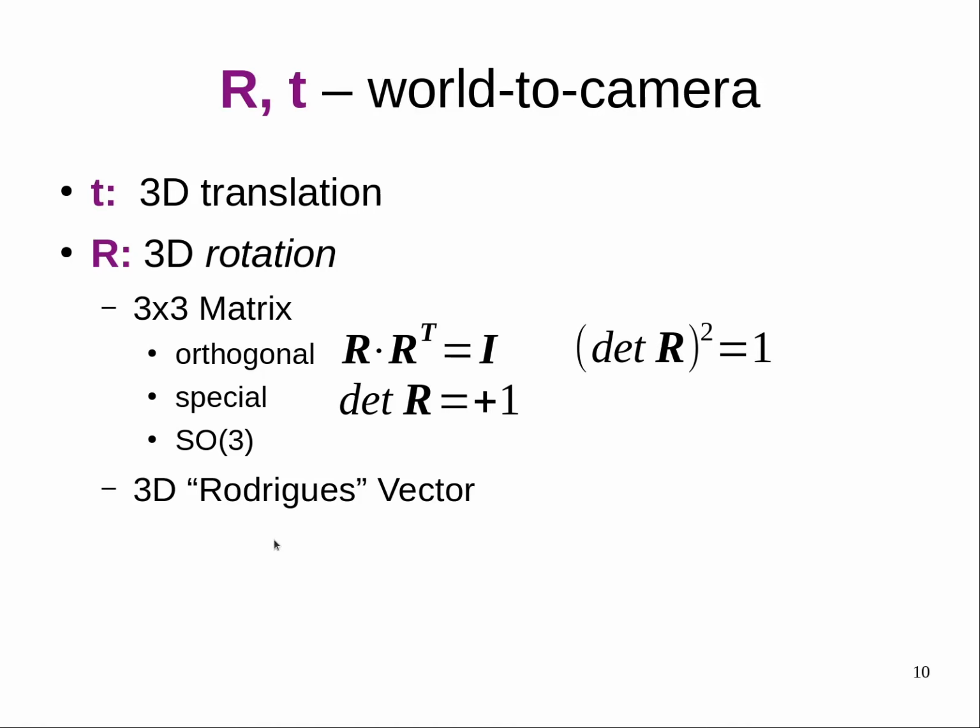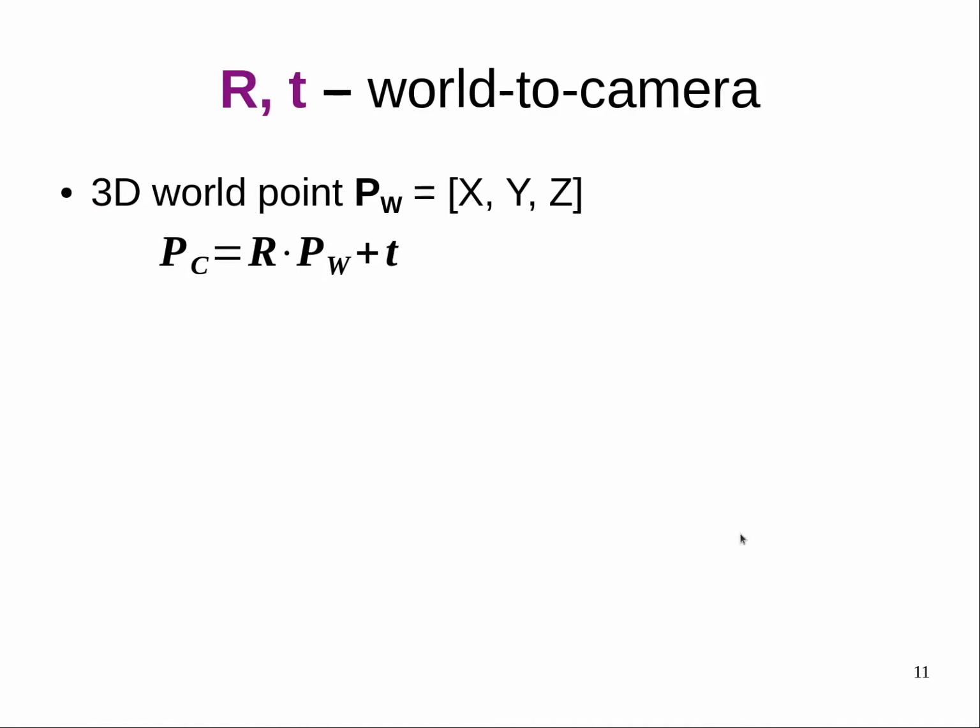Also, if you want to have the derivative of a rotation, use the Rodriguez vector, because with the matrix it's not straightforward, but here it is. Okay, now that we know what a rotation and what a translation is, let's take a look at how to actually apply such a transformation. This means we have a given point in world coordinate space, and we want to transform it to the camera coordinate space. Again, remember that the camera is assumed to be at the origin. This is done as follows.